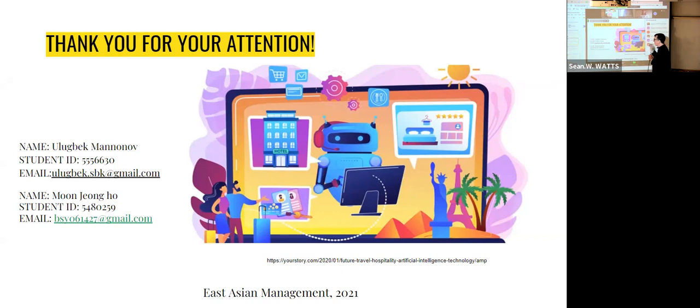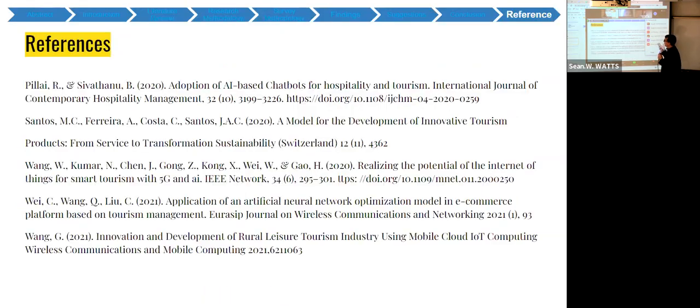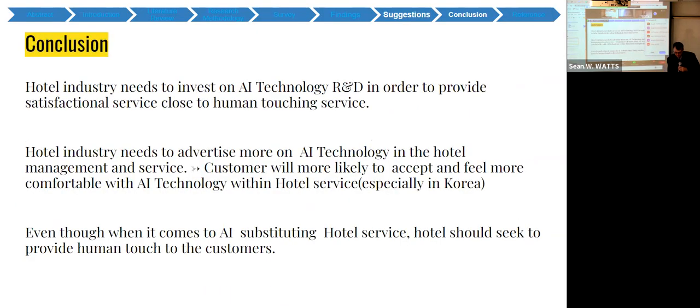And with this, even your last statement, the last sentence in your conclusion, could we take a look at that? So even when it comes to AI substituting hotel services, hotels should seek to provide human touch to the customers. This seems to be exactly what you said in your abstract. Your abstract is more specific than this, but this links. These, however, seem to differ from this. This is showing you need to learn about the AI. It seems to be showing that AI is the way of the future.